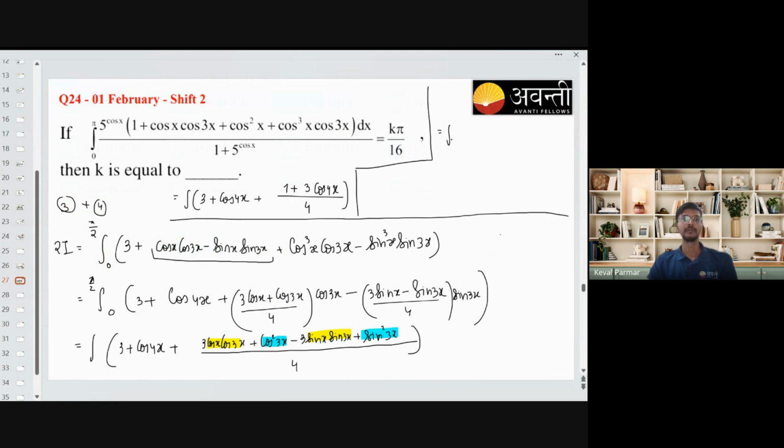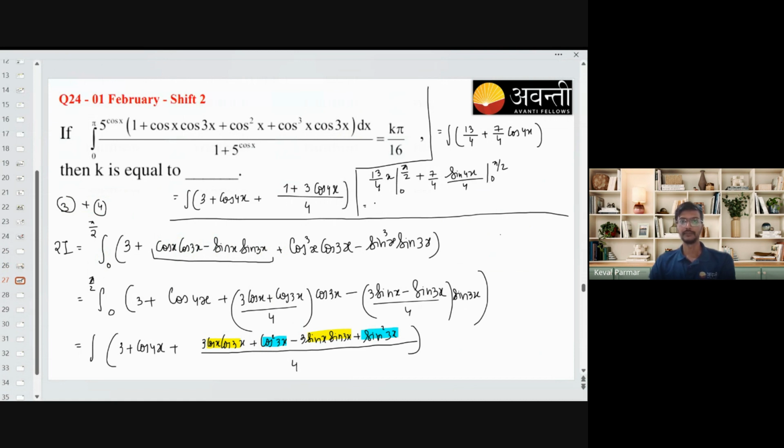the integration of 3 plus 1 by 4, which is 13 by 4, plus 1 plus 3 by 4, which is 7 by 4, cos 4x. Let us integrate. So if we integrate, we'll get 13 by 4 x from 0 to pi by 2 plus 7 by 4, cos ka integration is sin 4x by 4 from 0 to pi.